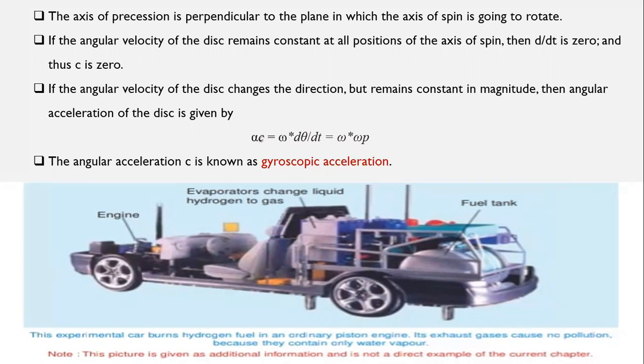Lately electric cars are also coming onto the market. This plays an important role in the future compared to fuel cars, that is diesel or petrol cars. This picture is given as additional information and is not a direct example. It is taken as an example only for the student's understanding.